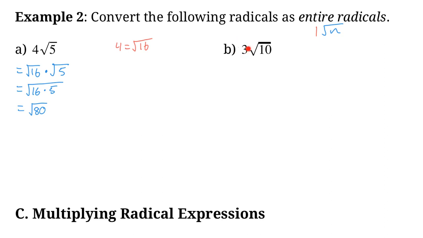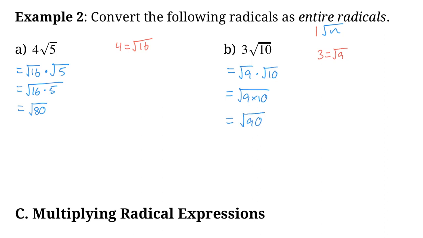So in our next example, 3 root 10, we have root 10, which we want to keep, but we want to change this 3. And we know that 3 is equal to the square root of 9, so we can replace that 3 with the square root of 9. So we're going to write the square root of 9 multiplied by the square root of 10. And using our multiplication rule, that's just the square root of 9 times 10, which is the square root of 90.